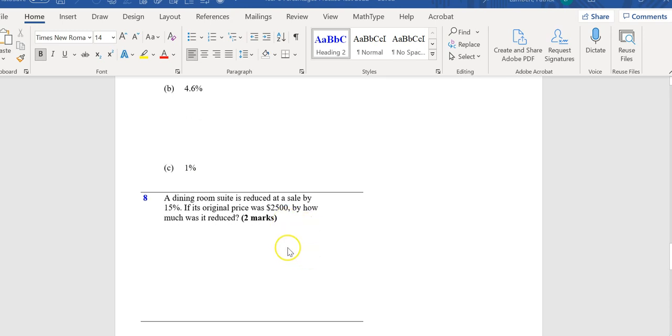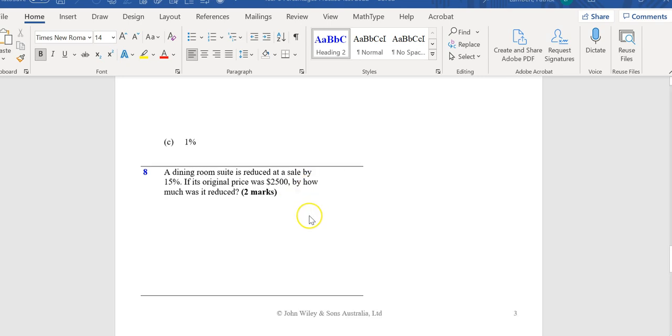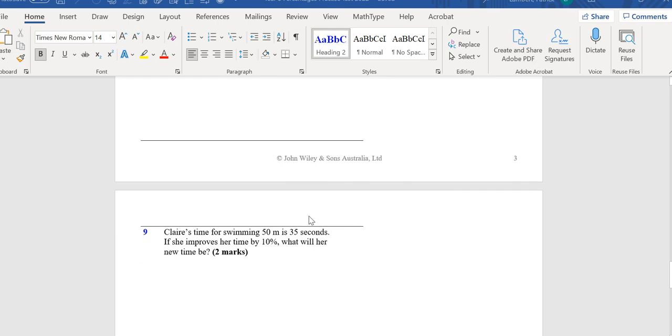Here, the dining room suite is reduced. Again, we've got this marked down. Right, discounted by 15% off 2,500. So you're going to find out how end up with an amount, 15%, and how much it was off.